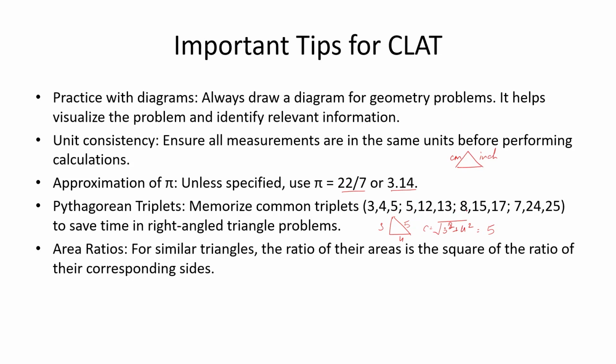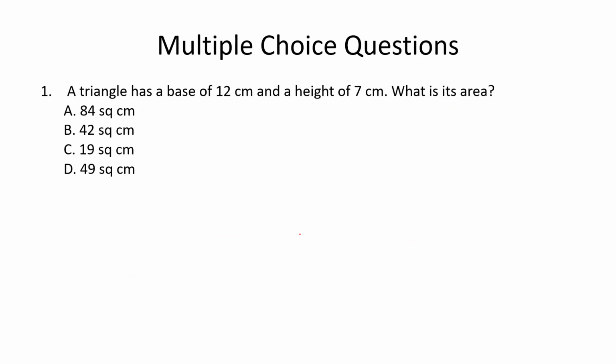So 5, 12, 13, 8, 15, 17, 7, 24, and 25. These are the pairs for right angle triangles. So you don't need to compute the sides. You don't need to compute the square roots. Then area ratios for similar triangles. This part is not needed because we are not going to cover similar triangles, because that is out of the scope of the portion.